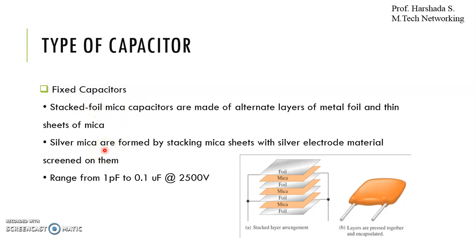Now see, silver mica capacitors are formed by stacking mica sheets with silver electrode material. So in the mica capacitor also we use this foil. This foil is made of silver, the silver paper or silver mica. The range of this capacitor is 1 pF to 0.1 uF, which is 2500 volt. Now see, this is the diagram for this.